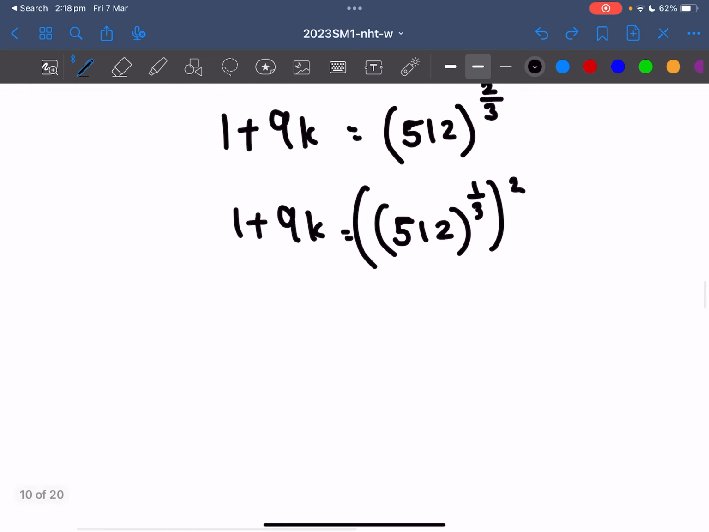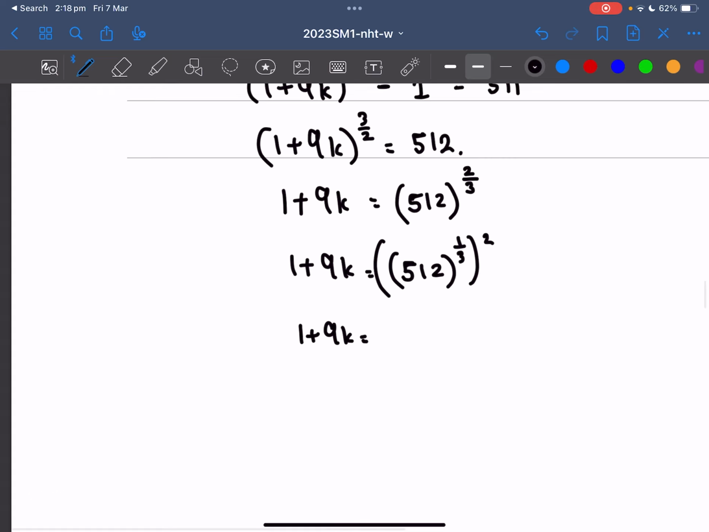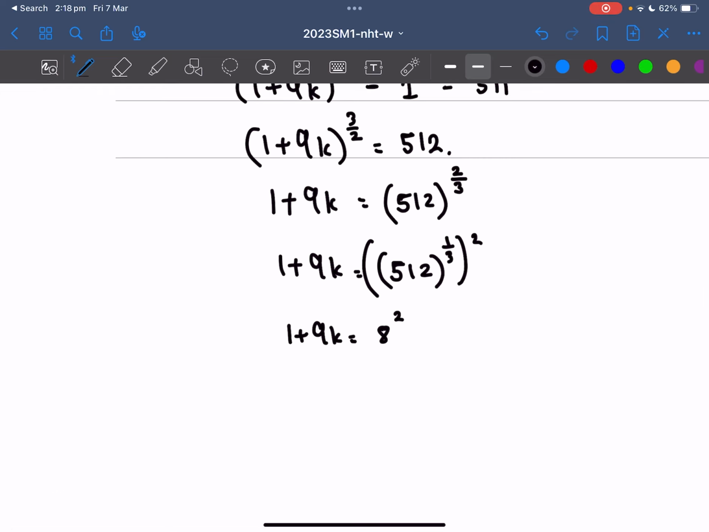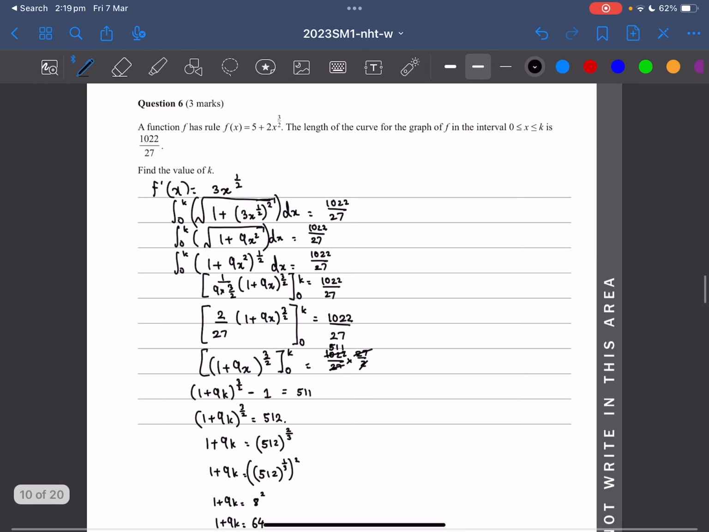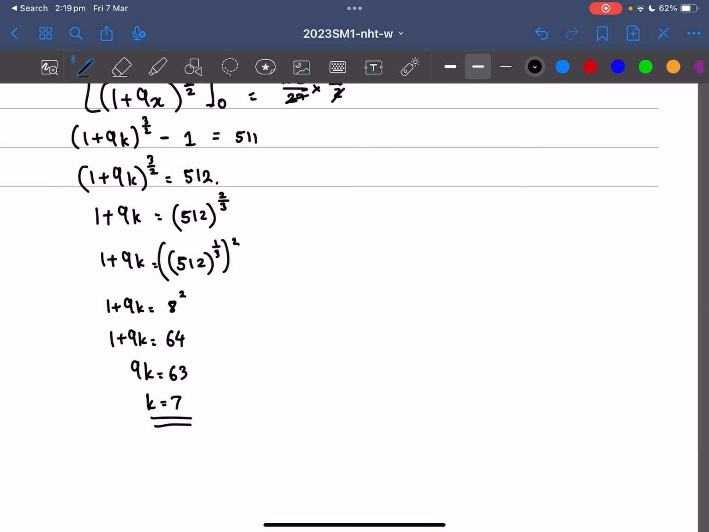Okay, so cube root of 512 is going to be 8. So 1 plus 9k is equal to 8 squared. So 1 plus 9k is equal to 64. So 9k is equal to 63. So k is equal to 7. Okay, so the k value is going to be 7 for this question. All right.